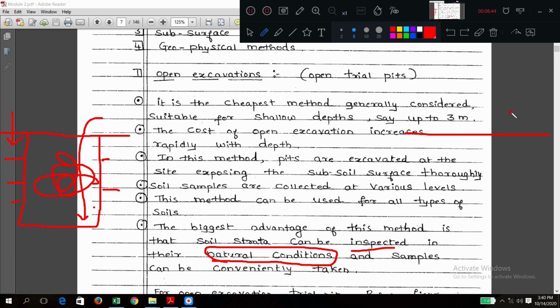If you take the boring method, there will be some instrument taken inside. No person can go, so this will go deep and collect the sample. This will rotate and penetrate inside because it has a sharp object, and it will collect the sample. Is it in natural condition? No. For this type of method, there is no natural condition of soil strata. But for open excavation, natural condition is available.